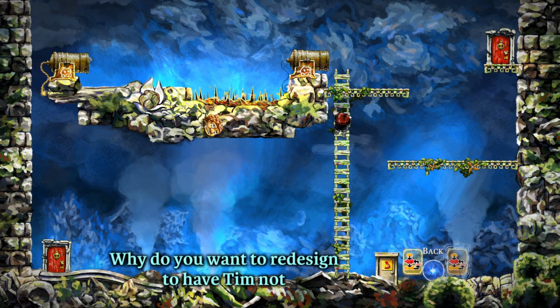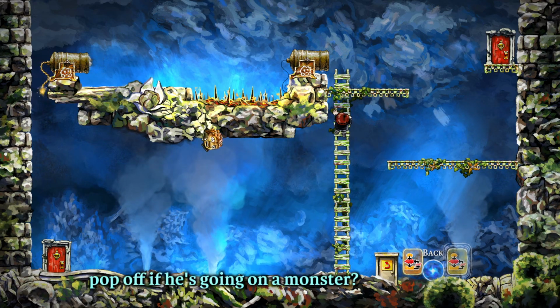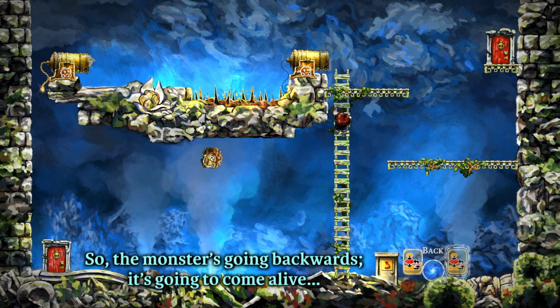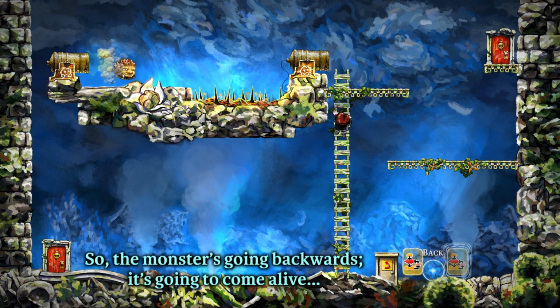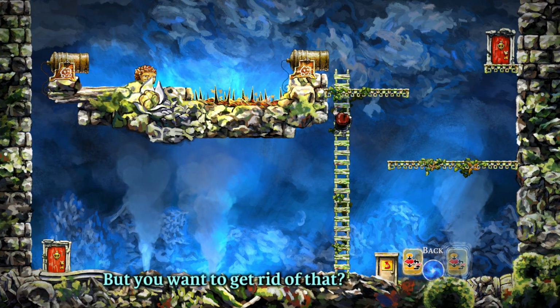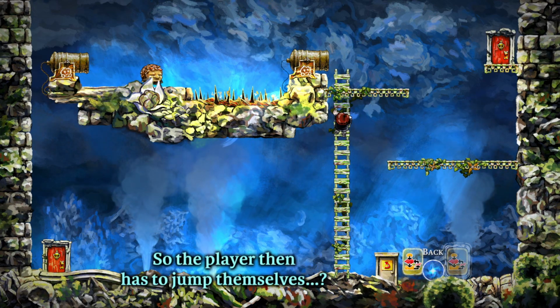Why do you want to redesign to have Tim not pop off if he's going on a monster? So the monster's going backwards, it's going to come alive, and it just pops you up, right? But you want to get rid of that? So the player then has to jump themselves?